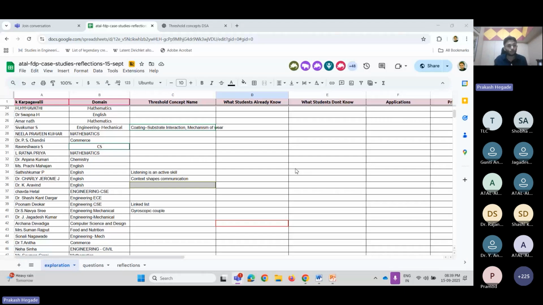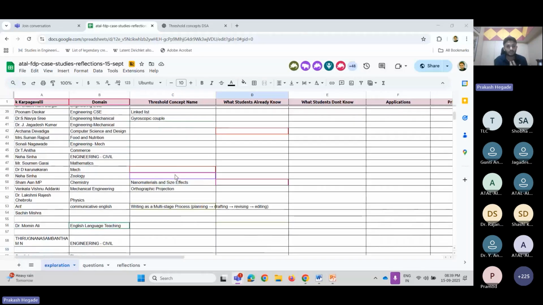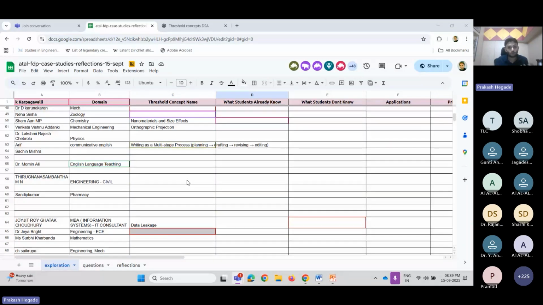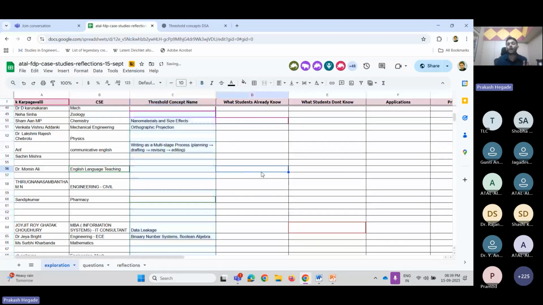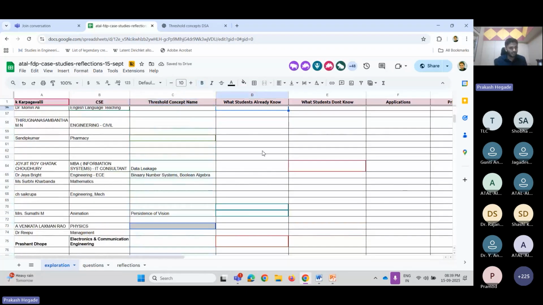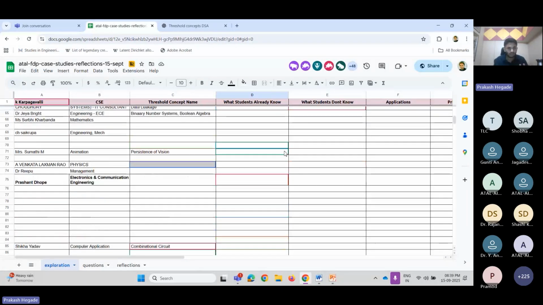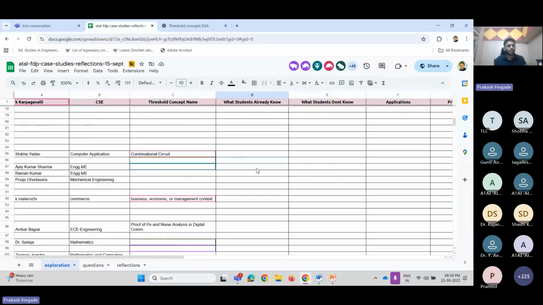Context shapes communication by Charlie sir. Yes, that could be. Essay writing by K. Arvind sir. Yes. Right, a multi-stage process, planning, drafting, communication, English by RF sir. Yes, exactly. Okay. I want to see those kinds of complicated concepts, which are usually very difficult to go ahead and write. Okay. Data leakage, communication coming from information systems, Joyjit sir, anything else? Okay. Please do fill it up, whatever you have.